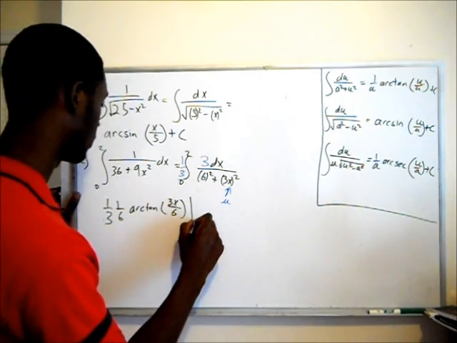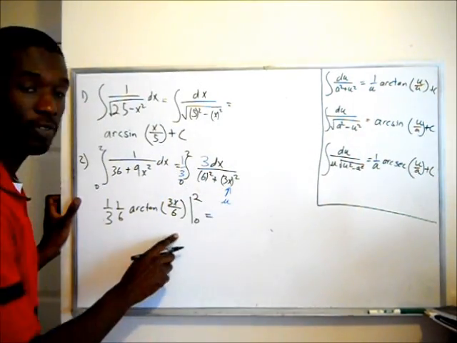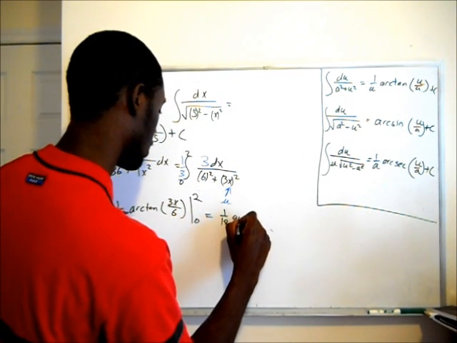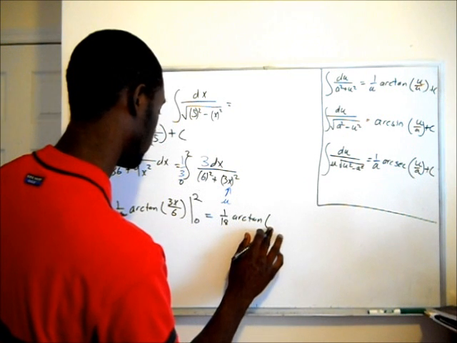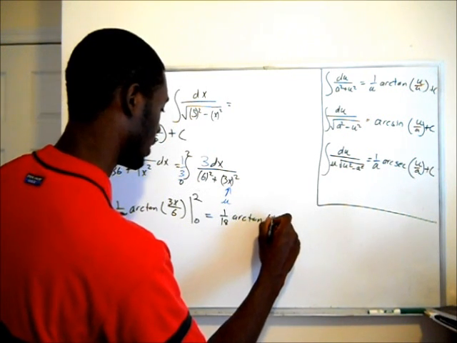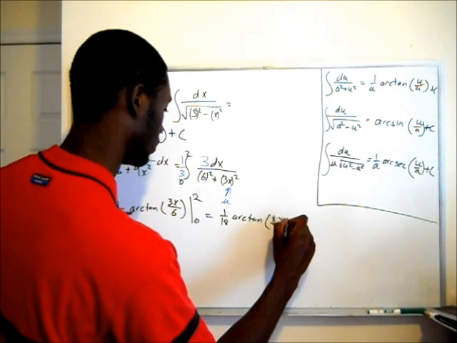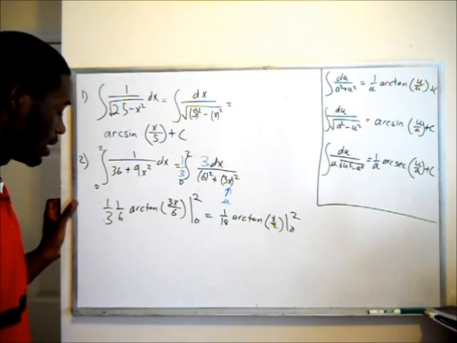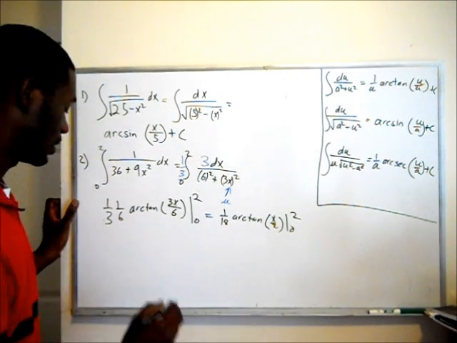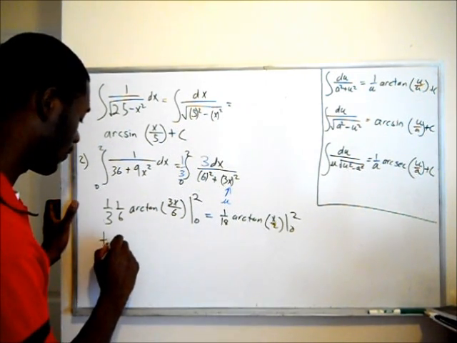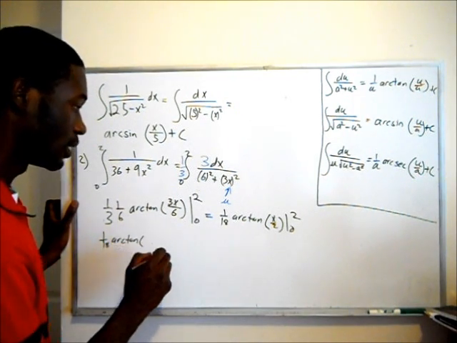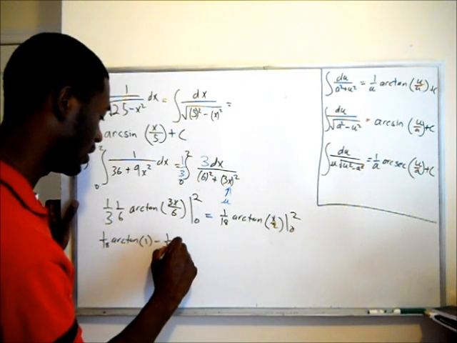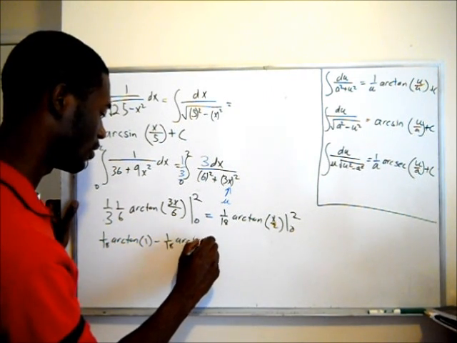So I need to evaluate this from 0 to 2. So what I'm going to do is simplify this and plug in. So this is going to be 1 over 18 arctan of x over 2, evaluated from 0 to 2, because this reduces to 1/2, the same as x over 2. So now I can just plug in to evaluate the endpoints. So it's going to be 1/18 of arctan of 2 over 2, which is 1, so arctan of 1, minus 1/18 arctan of 0.